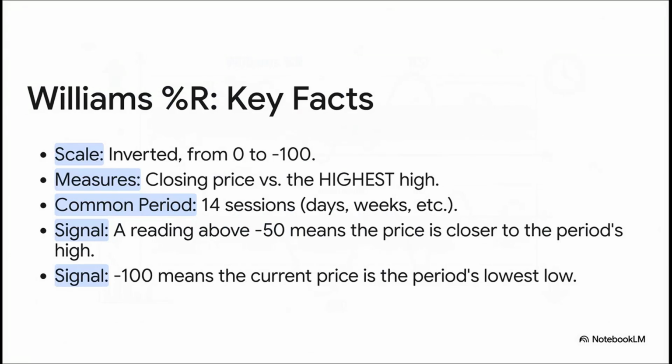Now, this is the first thing that trips people up with Williams R, and it's super important. The scale is, well, it's upside down. It runs from 0 down to -100. So a reading of 0 doesn't mean nothing. It actually means the price is at the absolute highest point it's been in the last 14 days. And a reading of -100 means it just hit the absolute lowest low. The key halfway point is -50. If the reading is above that, the price is hanging out in the upper half of its recent range.